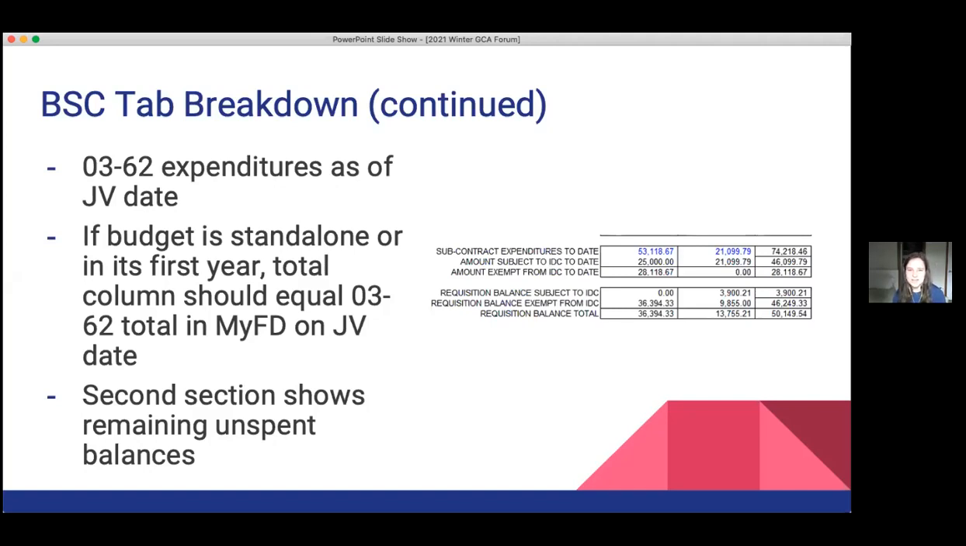Below that section, the remaining unspent subcontract balance is listed. For this example, the Seattle Children's subcontract in the first column has already been charged the full amount of IDC, so there is $0 remaining that would be subject to IDC. However, only 21,000-ish of the other subcontract in the middle column has been charged for subcontract expenses, so there's still 3,900-ish left that we can charge IDC on if that is spent on that subaward.